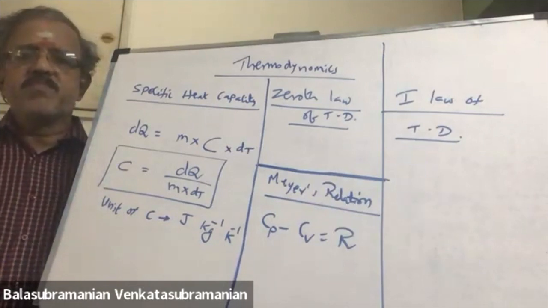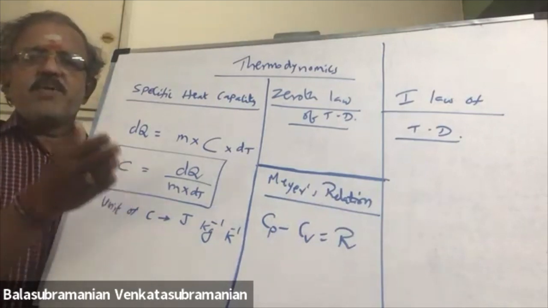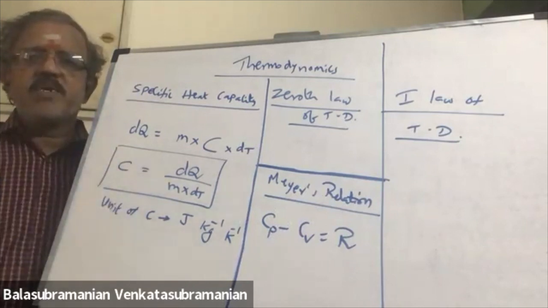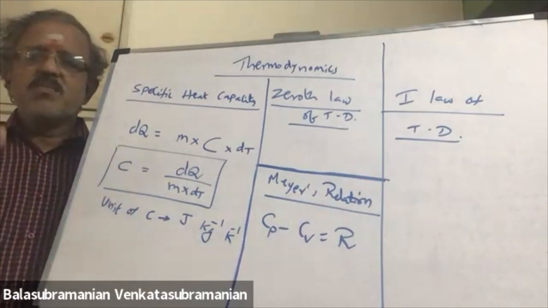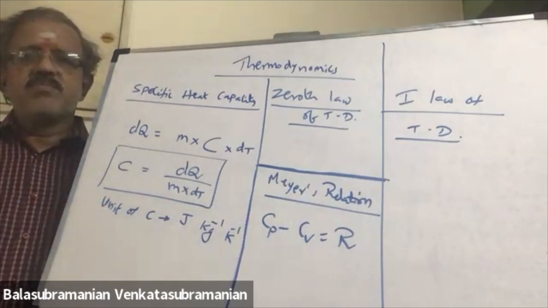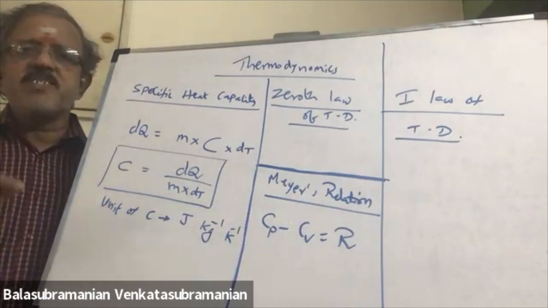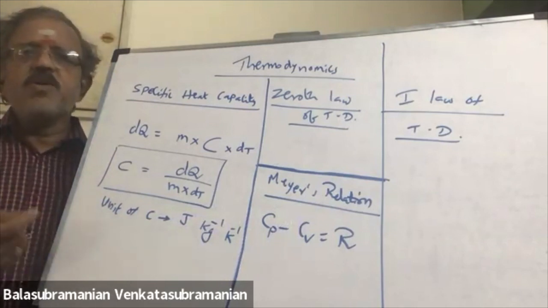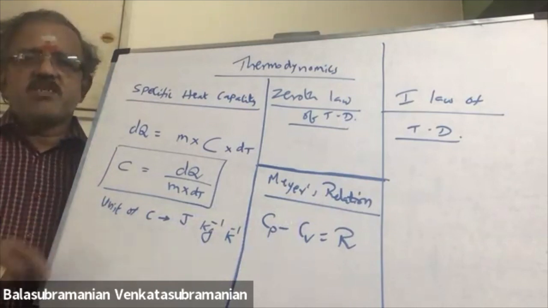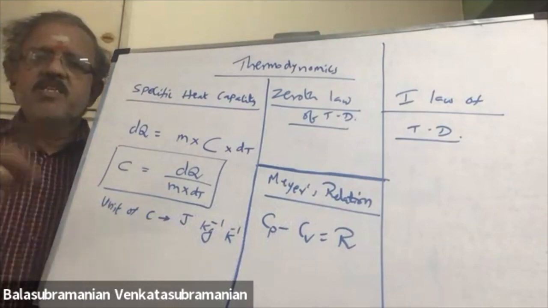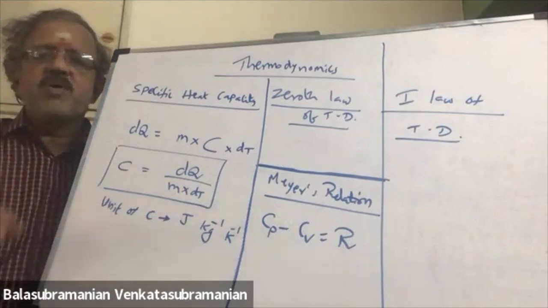Thermal equilibrium. One system having pressure P1, V1, T1 temperature. Another system P2, V2, T2. When you combine these two, you will have common pressure, common volume, common temperature. Now you can say these two are in thermal equilibrium with one another.